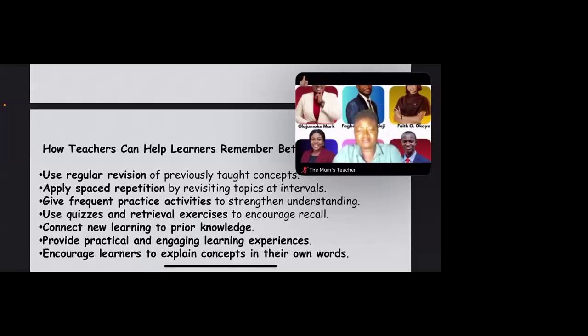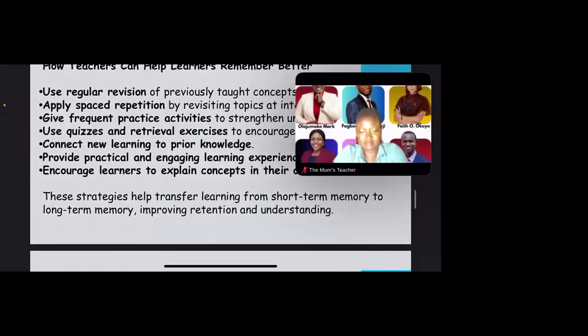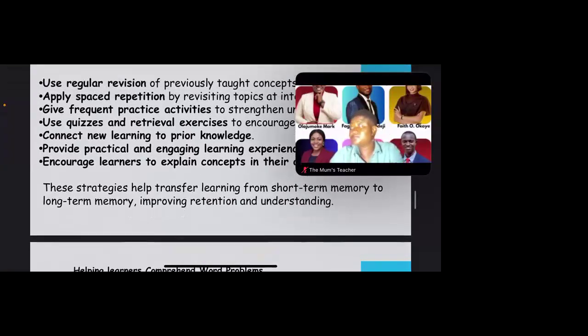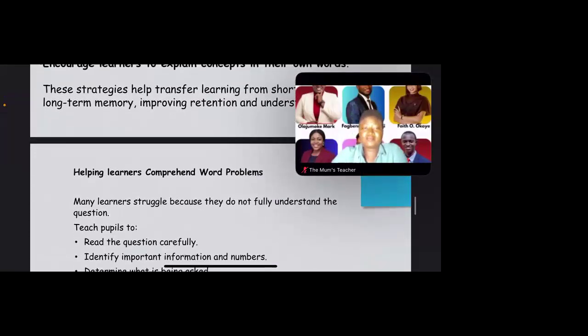I believe I've flogged a lot about this when I was explaining the previous points. Please, always make out time to listen to your children, okay? It is when you listen to them that you're able to know what is going on in their mind, whether they are following in what you're teaching or they are not, whether they are lost or they are with you. Okay, so these strategies help to transfer learning from short-term memory to long-term memory, improving retention and understanding.